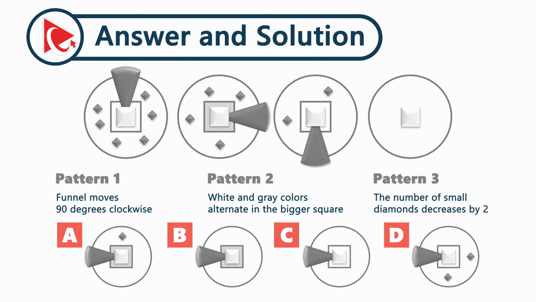In the target shape, the funnel should point at the 9 o'clock position. The large square should have a darker background. And there should be no small diamonds in the large circle. Based on this logic, the correct answer here is choice B. Are you ready for more?